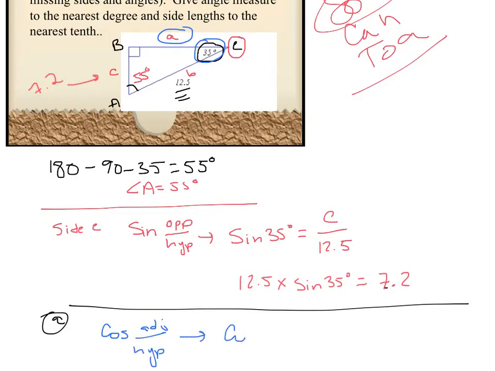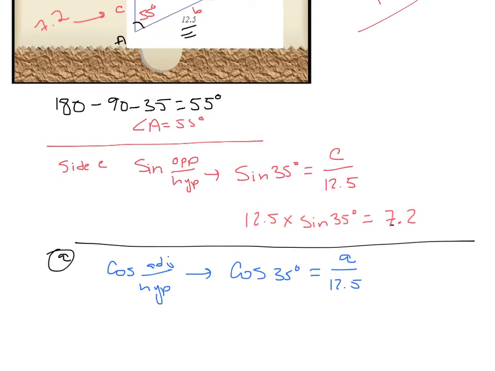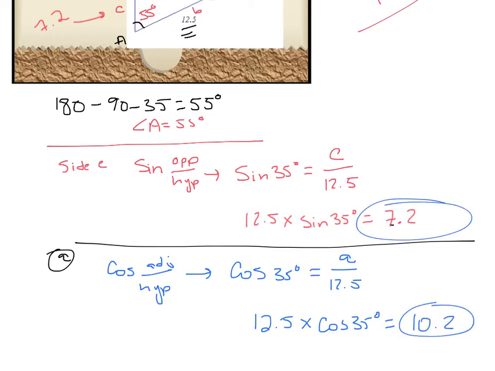And we get cosine of 35 degrees is equal to, don't ask me why I wrote it all the way up there. We'll clean it up a little bit. Cosine of 35 degrees is equal to side A over the hypotenuse, which is 12.5. We're going to go ahead and cross multiply, and I get 12.5 times cosine of 35 degrees is equal to 10.2. So I have A and C, and I already found the angle A of 55 degrees.